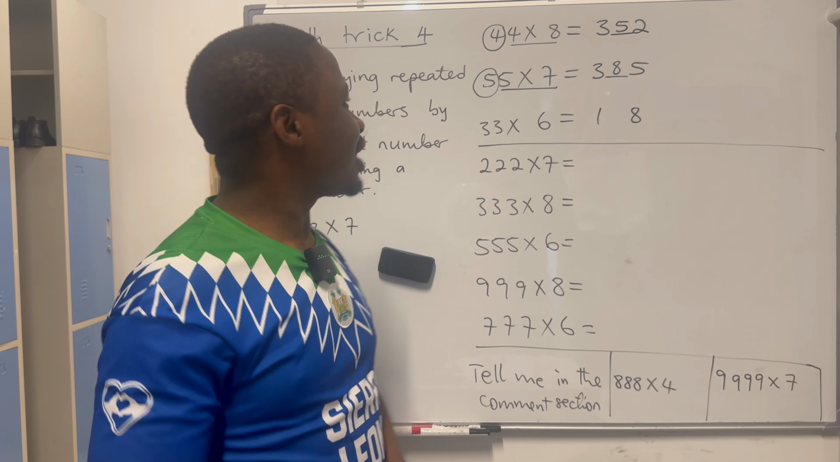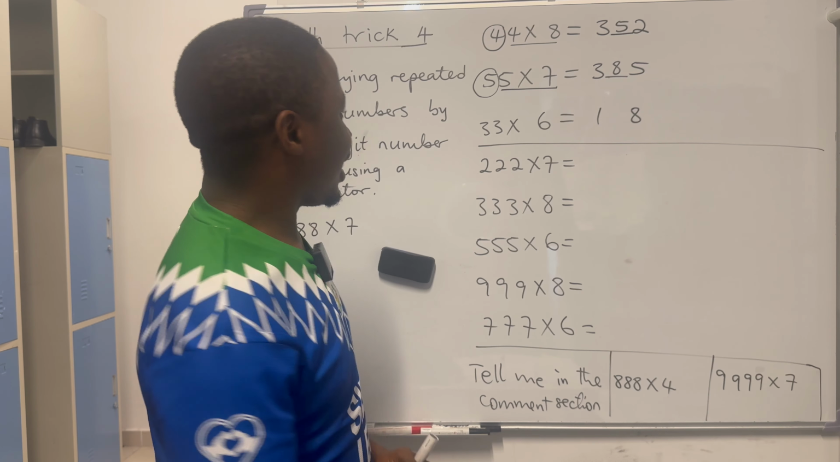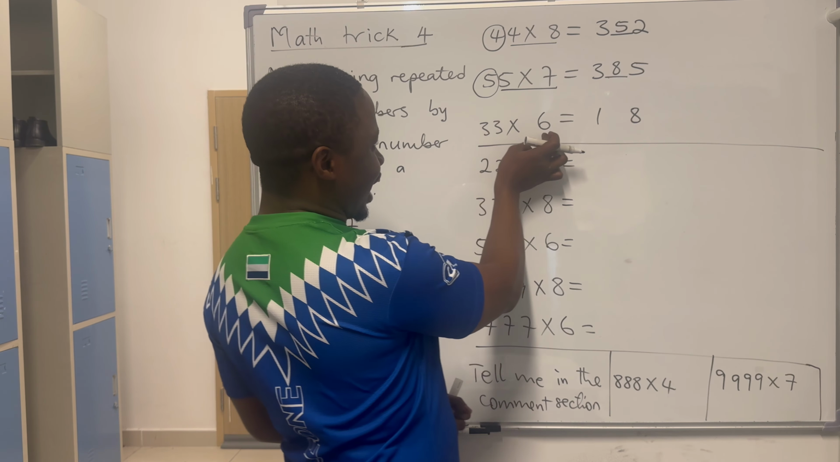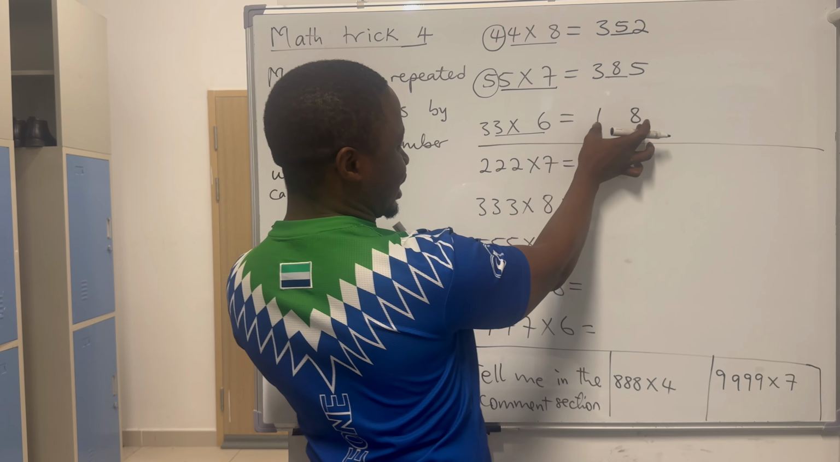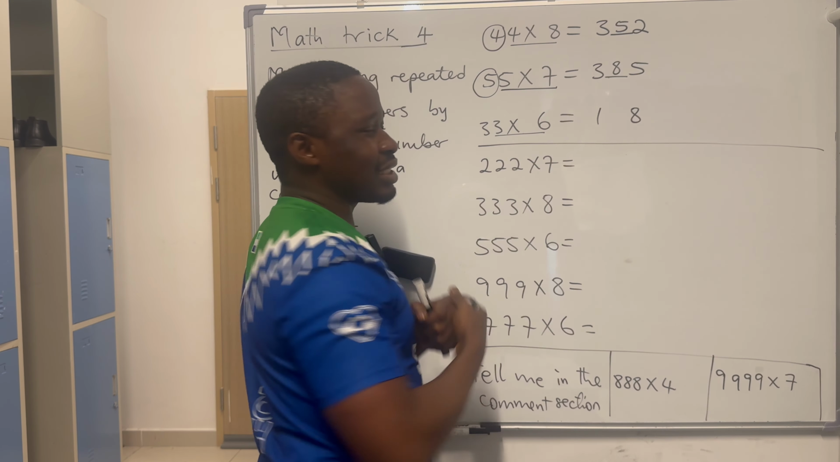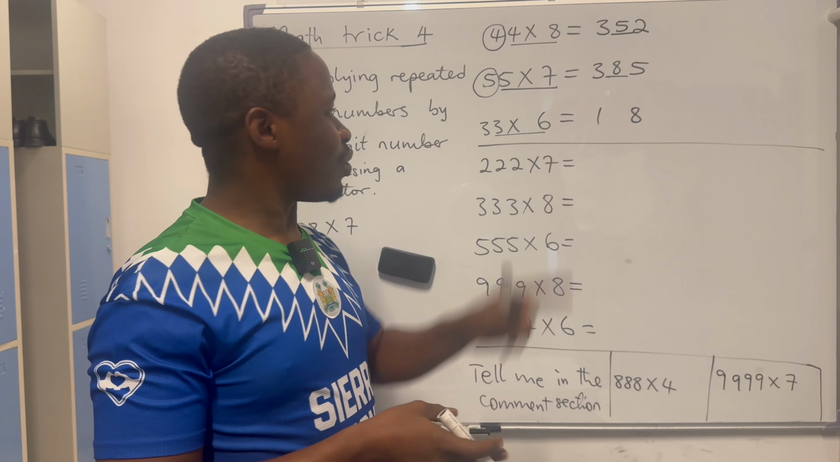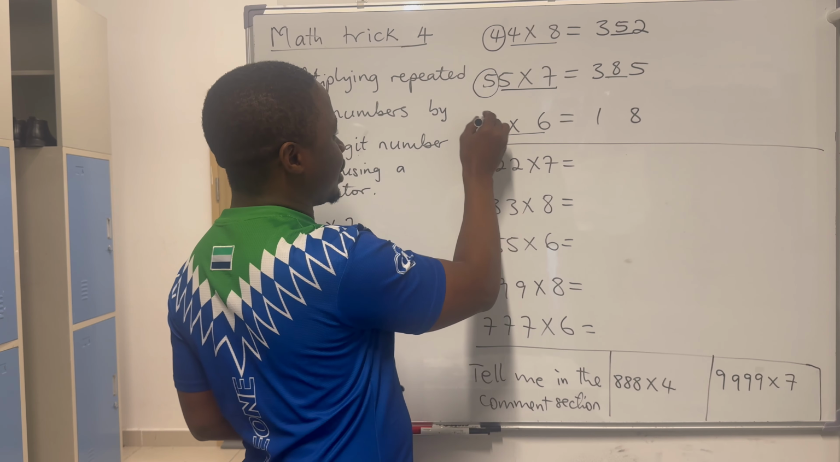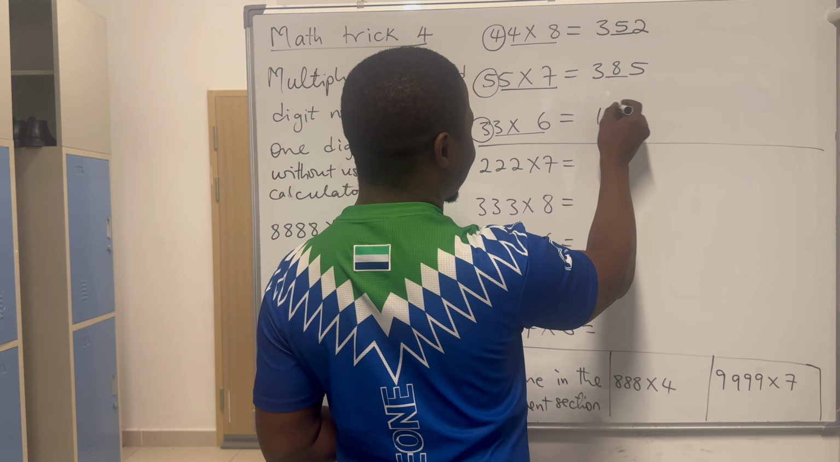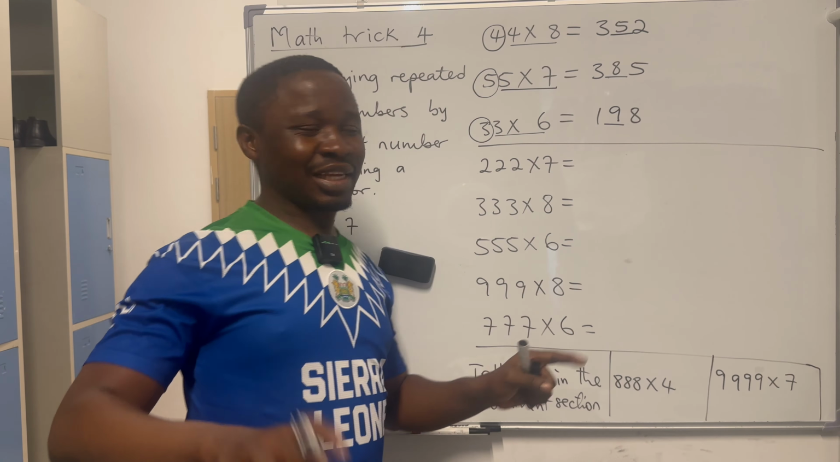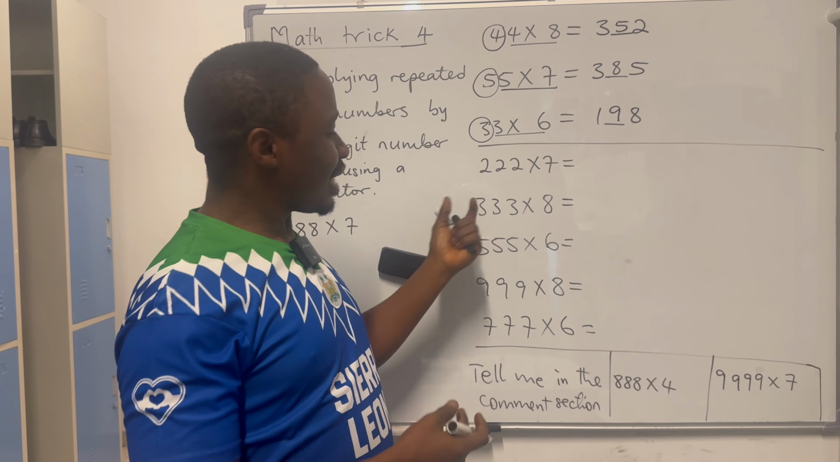385 is the result if you multiply this. Okay. 33 times 6. Only use this. 3 times 6 is 18. How many digits are we inserting between 1 and 8? We are left with one digit here. So only one digit. 1 plus 8 is 9. So easy.